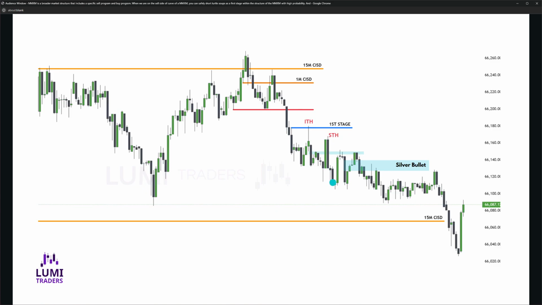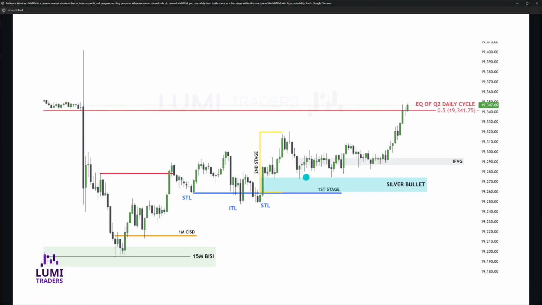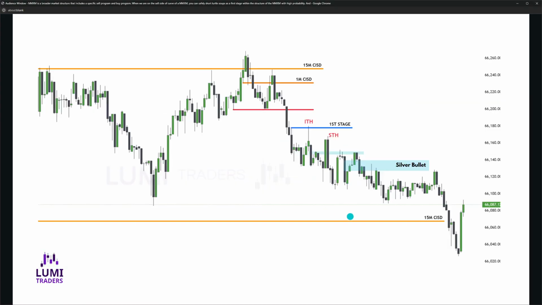With our next fair value gap after the short-term high, it was right here. It was the PM session, if not mistaken. Entry, target. Entry for silver bullet. Stop loss is going to be above the short-term high right here as well. Your stop loss for this silver bullet lesson is going to be below the short-term low, right here above the short-term high.